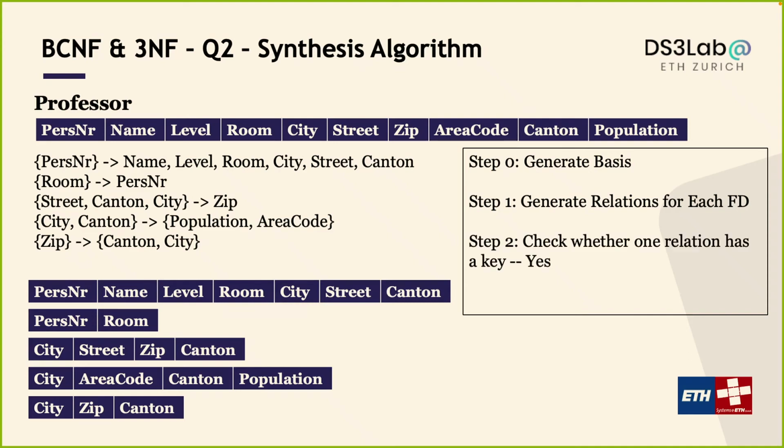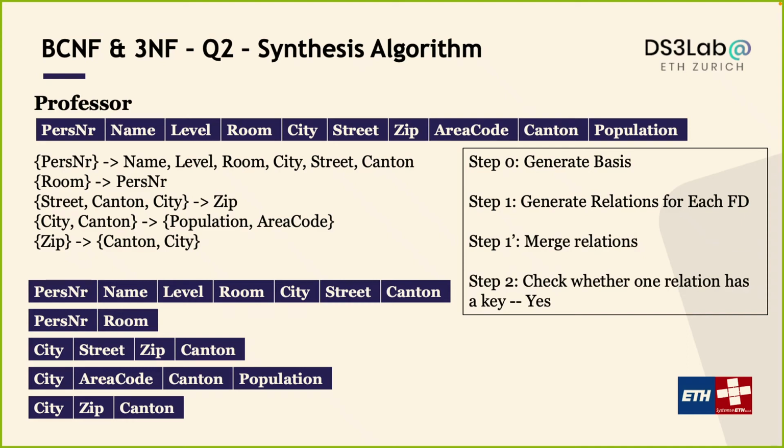And then you check whether one of these relations contains a key. In this case, your key is personnel number and room, right? And there are multiple relations that contain those. The first relation contains the personnel number. The second contains the personnel number and the room, right? So yeah, you do have a relation that contains a key. You're happy.